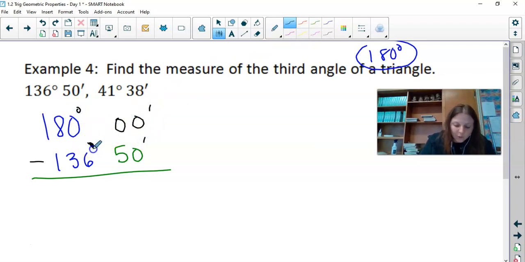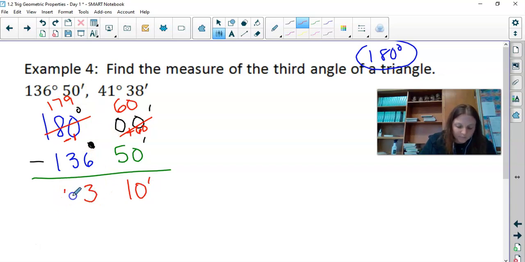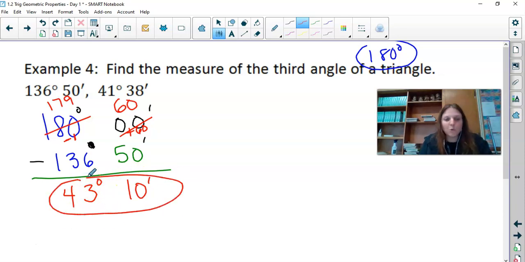Just like you had before, if you're trying to subtract 50 from nothing, you're going to have to borrow. So if you take out a degree, that leaves you with 179, and that adds in the 60 minutes. Go ahead and subtract your columns to figure out how many degrees and minutes you have. Now, normally if you were just calculating a supplement of an angle, you would be finished. But this example is asking you to find the measure of the third angle of a triangle.